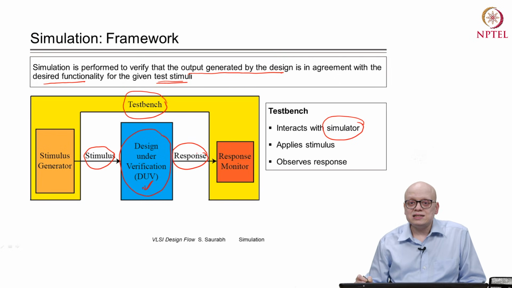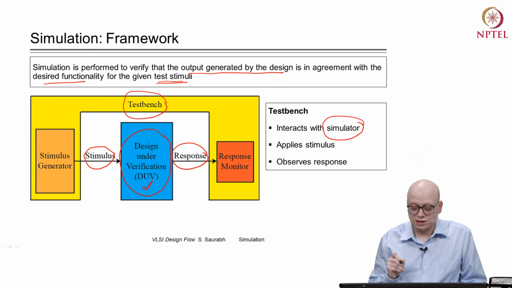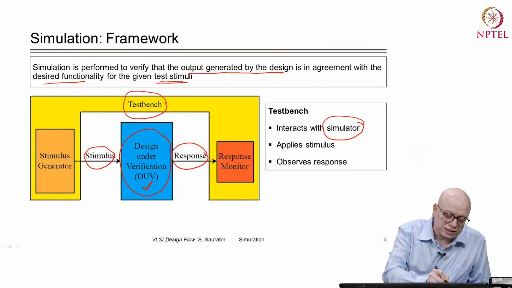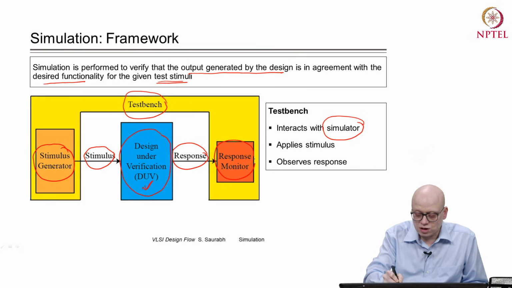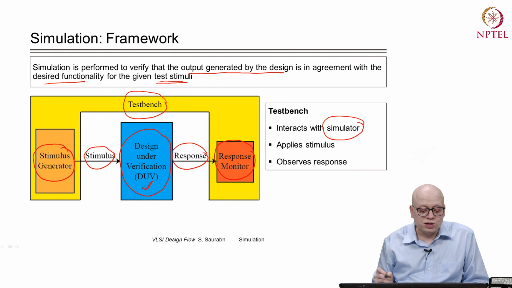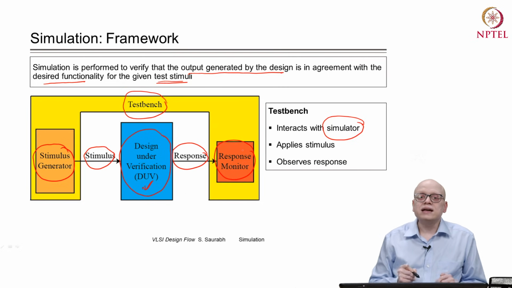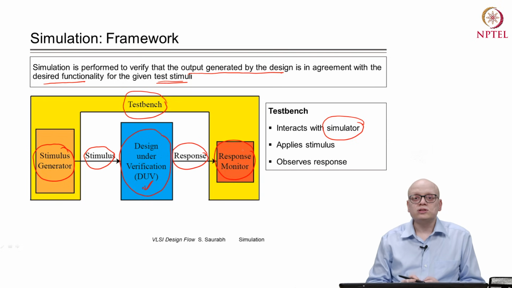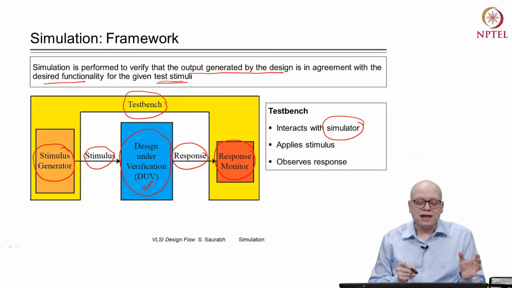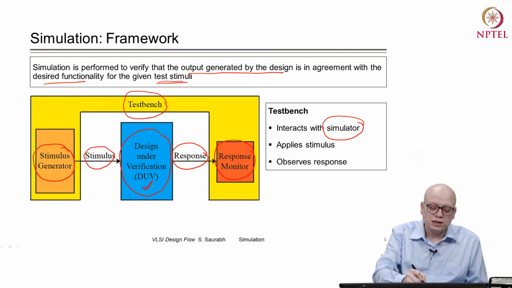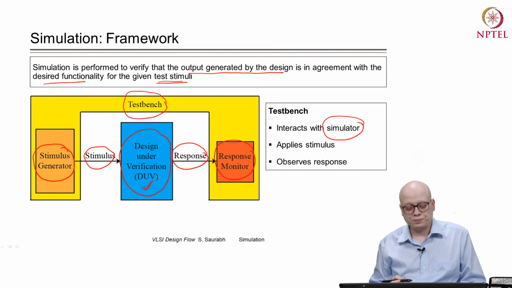Now, test benches contain two important components. The first component is the stimulus generator, and the second is the response monitor. Now, what does the stimulus generator do? It generates various stimuli. Either the test bench can generate those stimuli on its own, or it can read the set of stimuli from some file and then apply those stimuli to the design under verification.